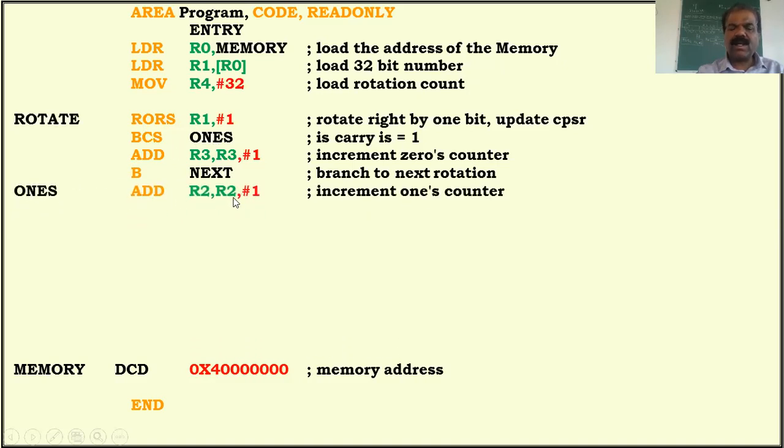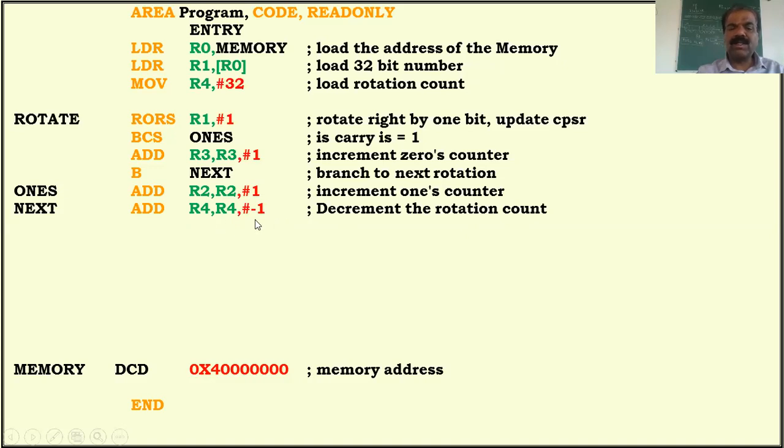Then increment the content of R2 by 1. It will add 1 to R2 and place the updated value back to R2. Increment once counter. Then out of 32 bit, 1 bit is completed. That's why decrement the counter, decrement rotation counter, because out of 32 bit, 1 bit is over.